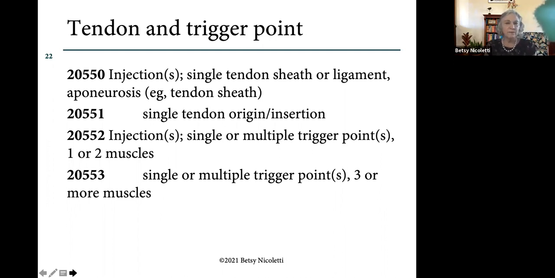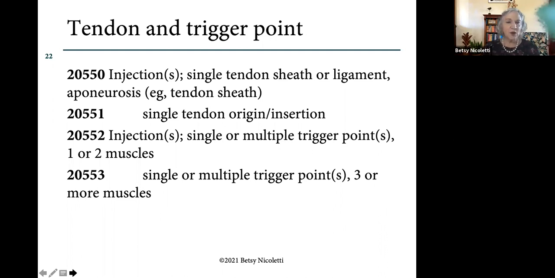So where the bone meets the knots of muscles. 20552, injection, single or multiple trigger points, one or two muscles. Here they're making it really clear. If it's one or two muscles, no matter how many injections you give, you bill that once. And it has to be three or more muscles to bill 20553.